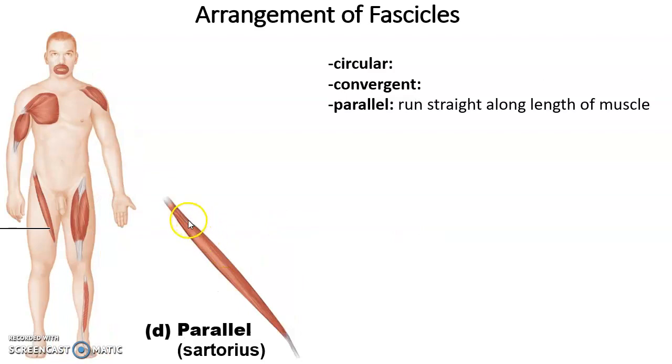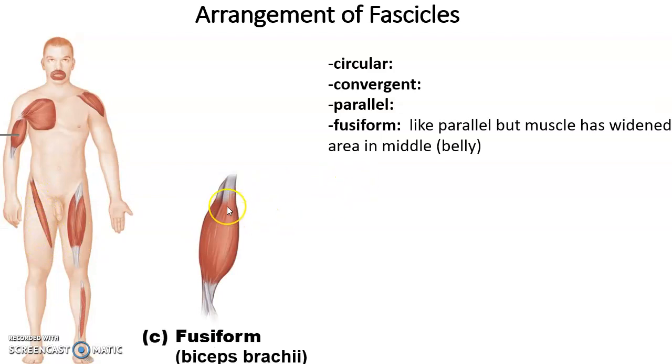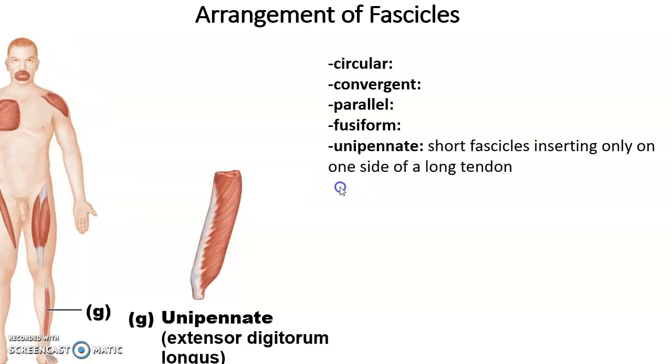You can have parallel, where all the muscle fiber fascicles are running along the same direction and the muscle organ is about the same width all the way down its length. So an example, sartorius muscle. You can have fusiform. Fusiform is like parallel, except the muscle gets wider more toward the middle. So again, all the fascicles are in parallel, but they get wider toward the middle. It's often referred to as the muscle's belly. So biceps brachii is an example of a muscle that's fusiform.